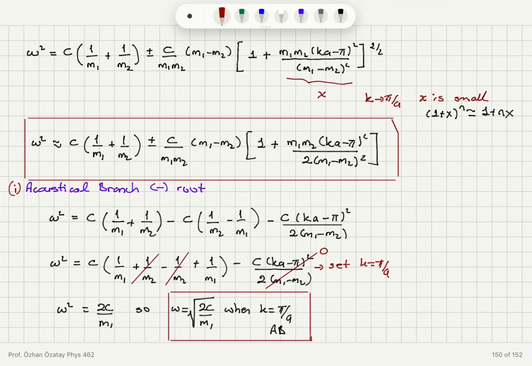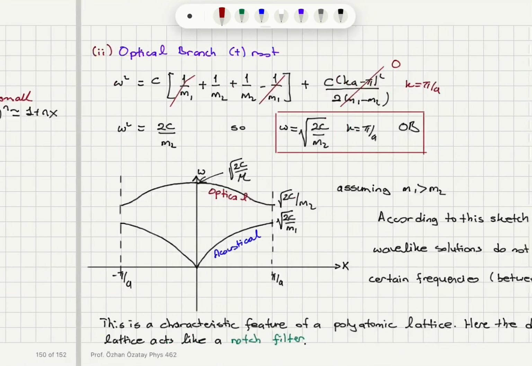So if you put this into c parentheses, 1 over m1 plus 1 over m2 minus 1 over m2 plus 1 over m1, the 1 over m2s will cancel, and the second term, if you set k equal to pi over a, becomes 0. So therefore omega squared is 2c over m1, or omega is the square root of 2c over m1. So the acoustical branch gives me the square root of 2c over m1 at the first Brillouin zone boundary.